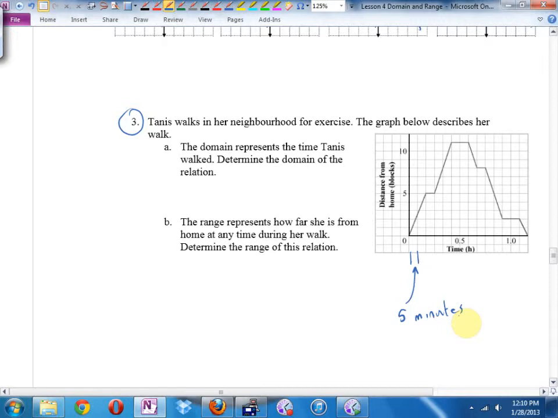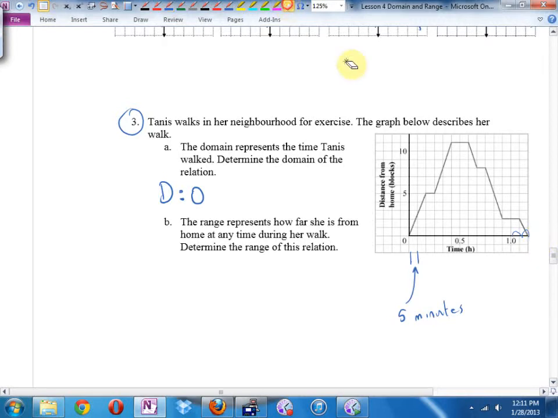Let's double check. How many squares should make up half an hour then? I think 6, yeah? 1, 2, 3, 4, 5. Ooh, there we go. Good. Now I can answer this question. First of all, the domain. My x value starts at 0. What's the biggest value? 1 hour 5 minutes, I think 1 hour 10 minutes, or 70 minutes.